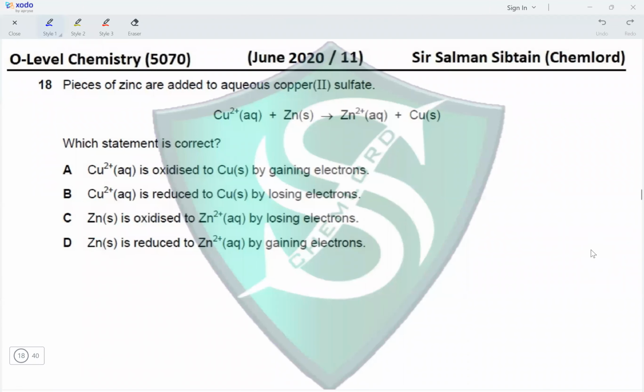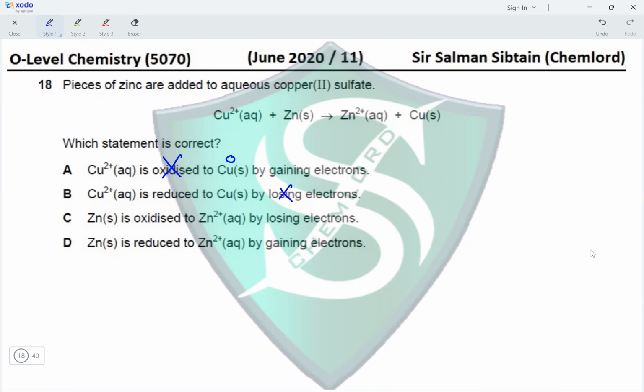Question 18. Pieces of zinc are added to aqueous copper sulfate. Which statement is correct? Copper 2 plus ions are oxidized to copper? No, it is reduced, because the oxidation state goes from plus 2 to 0, which is reduction. B. Copper 2 plus ion is reduced to copper by losing electrons? It is not by losing electrons, it is by gaining electrons.